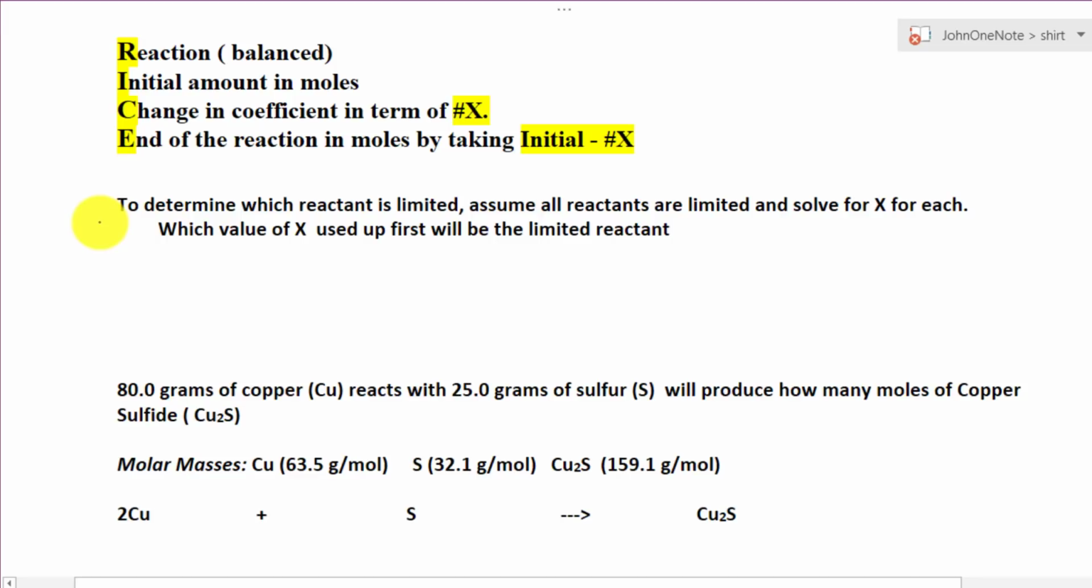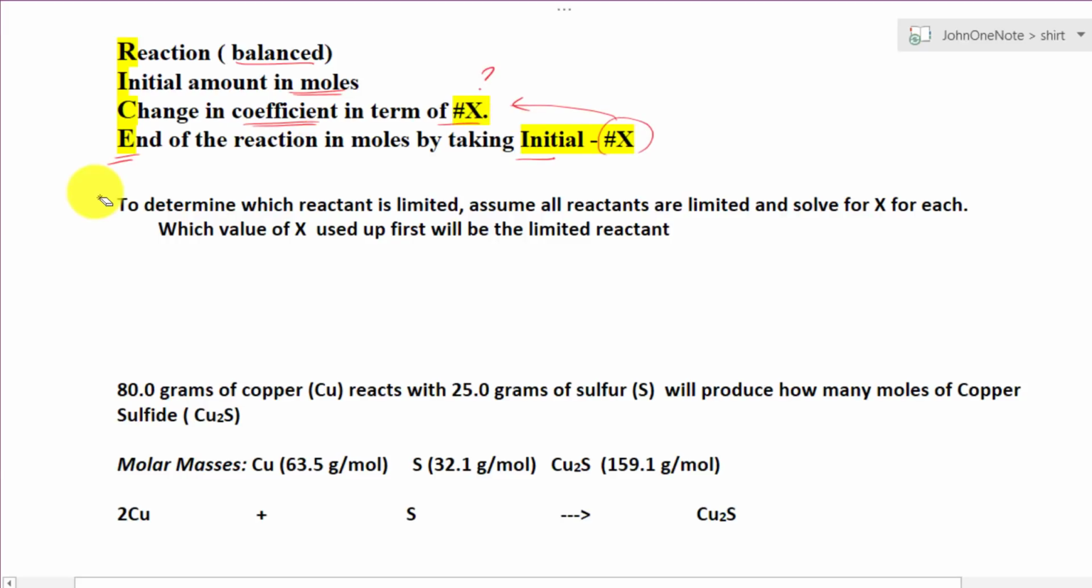Now, the RICE table is basically, we have the reaction that needs to be balanced first, followed by the initial amount in moles. And notice how it's always in moles. And then we would calculate the change in terms of x by looking at the coefficient. And then lastly, we would find how much is left at the end of the reaction in terms of moles by taking the initial minus the change in terms of the coefficient.